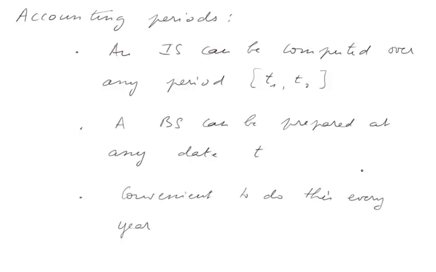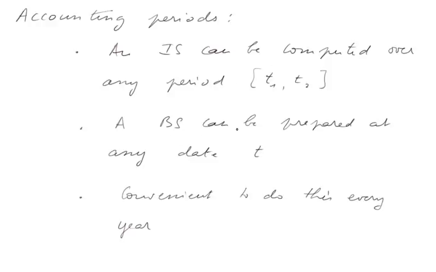But it's convenient to do that every year. So one thing that is important is that there is no notion of an income statement at one date. An income statement is over a period of time. And if casually we talk about the income statement at such and such a date, usually we mean over the year ending at the date we talk about.